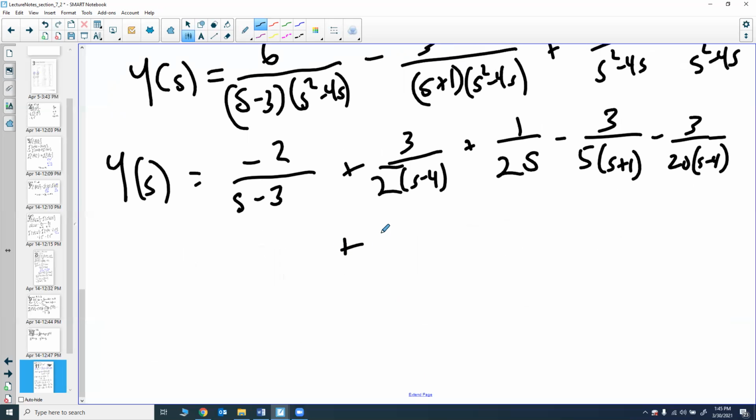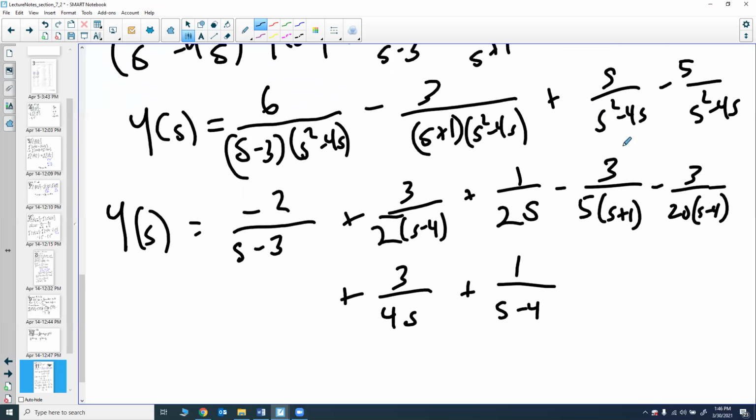Then we have a plus 3 over 4s, where again, the s came from the fact that we have s squared minus 4s. I factored the s out. Then we have plus 1 over s minus 4. Again, you gain that from here. Actually, in this one, I just factored the s out. Notice the s is canceled. So you get 1 over s minus 4. And then minus, in this case, this one, actually, you would have to do some decomposition, factor the s out. You'll get plus 5 over 4 times s minus 4. And then minus 5 over 4 times s.